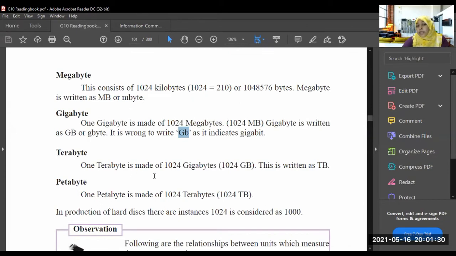1 terabyte is made of 1024 gigabytes, and when you are writing terabytes, it is TB. Petabyte, 1 petabyte is made of 1024 terabytes. It is easy. 1024 terabytes, 1 petabyte. 1024 gigabytes is 1 terabyte. 1024 megabytes is 1 gigabyte. 1024 kilobytes is 1 megabyte.